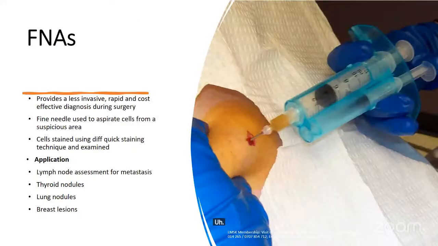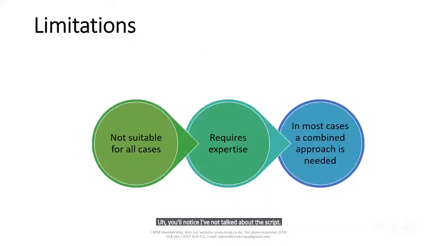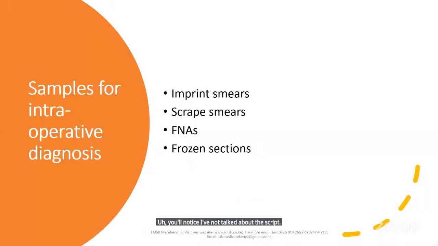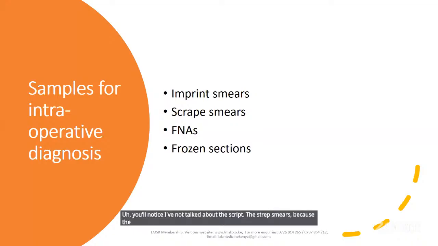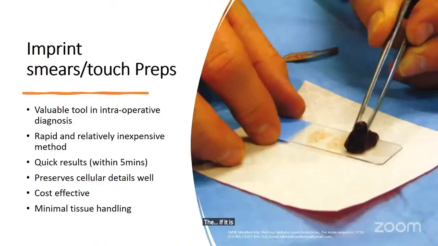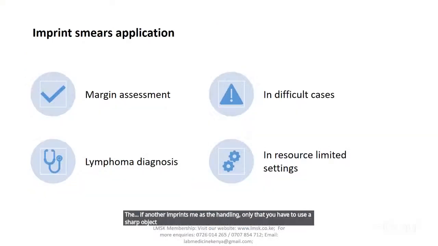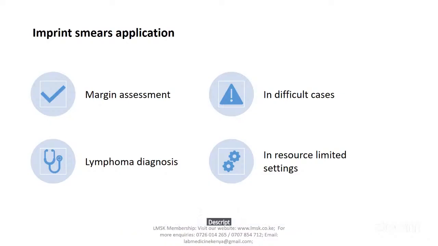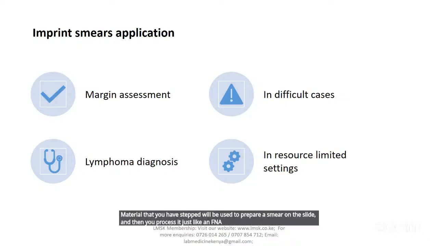You'll notice I've not talked about the scrape smears, because the scrape smears are not so different from the FNAs and imprint smears, the handling, only that you have to use a sharp object like a blade to scrape some tissue, some material from a fresh tissue. Then the material that you have scraped will be used to prepare a smear on the slide, and then you process it just like an FNA or an imprint smear.